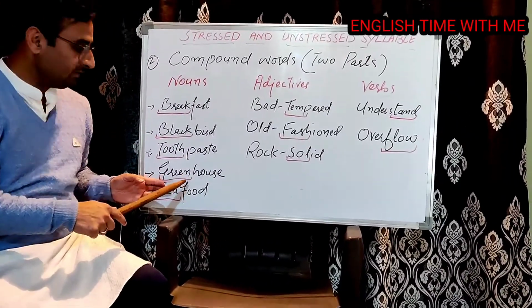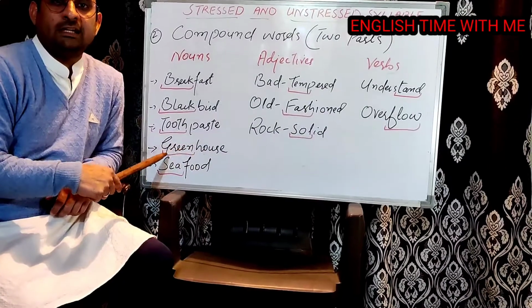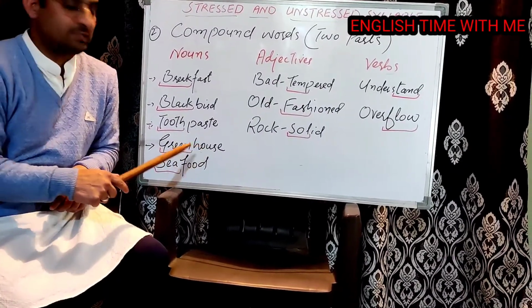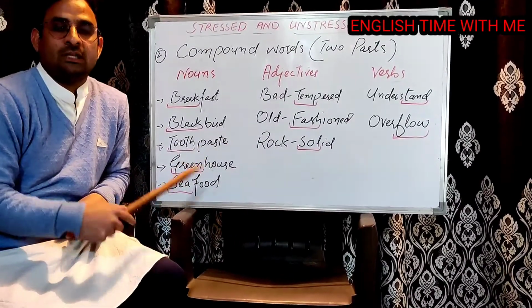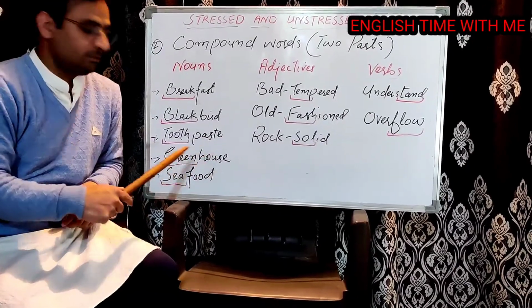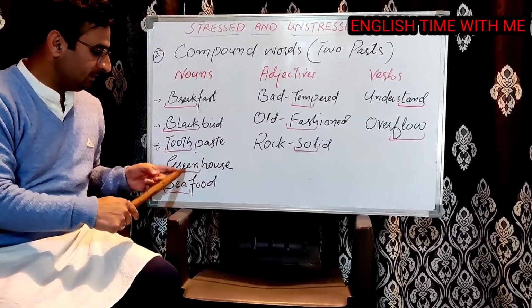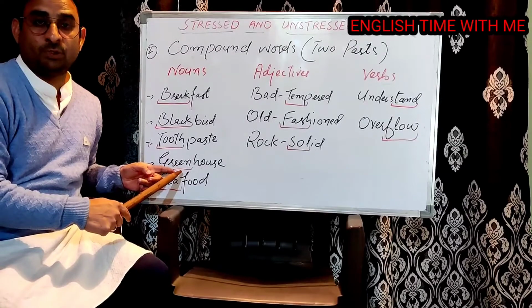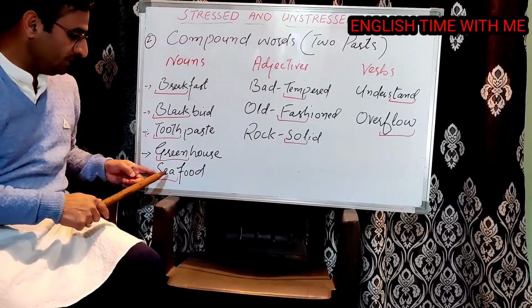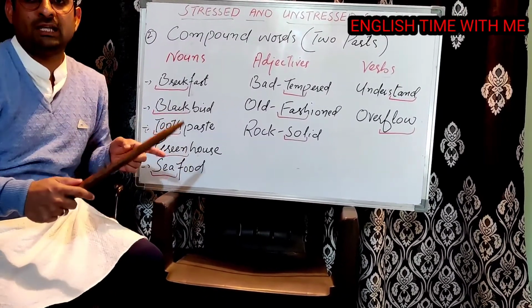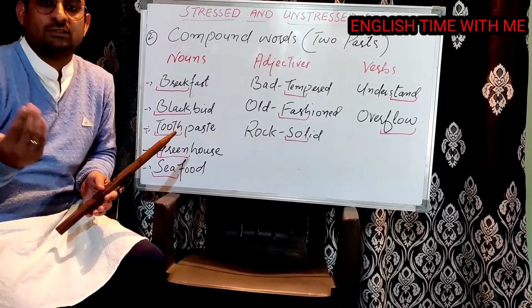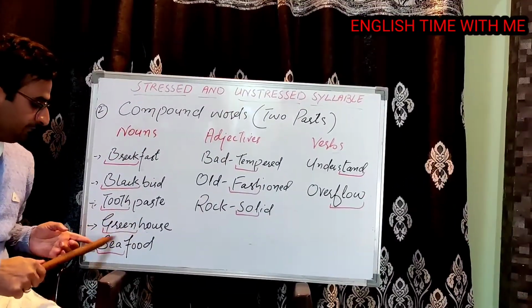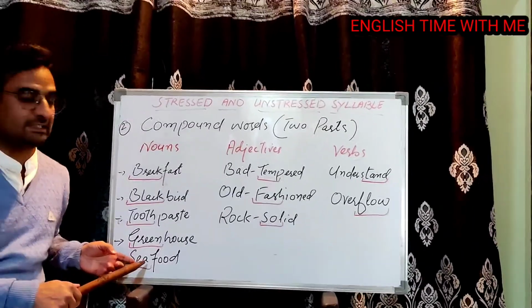Then we have another compound noun, greenhouse. It will not be pronounced as greenHOUSE. That is wrong. GREENhouse. The first part of the compound word will be stressed. Then we have seafood. We will not pronounce it as seaFOOD. No, that is wrong. SEAfood. The first part will be stressed.